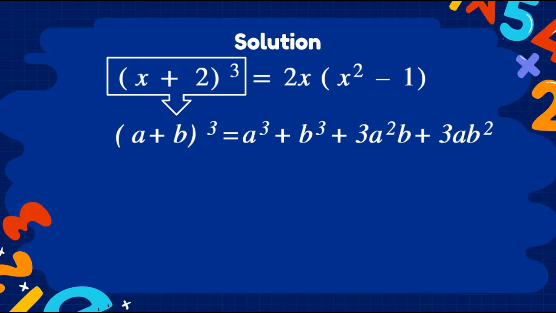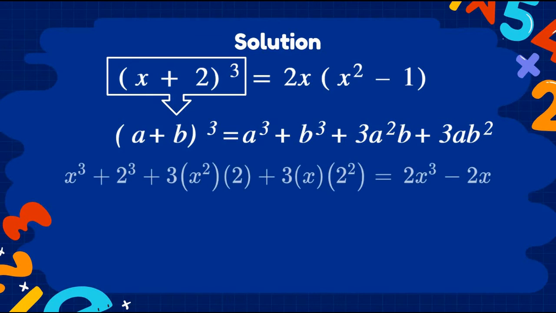So let's just quickly simplify it. As the value of a is x here and the value of b is 2 here, we are substituting it in the place of a and b and then simplifying it. So it will become x cube plus 2 cube plus 3 of x square into 2 plus 3 of x into 2 square. And the right hand side is 2x cube minus 2x. So we have also simplified the right hand side part.